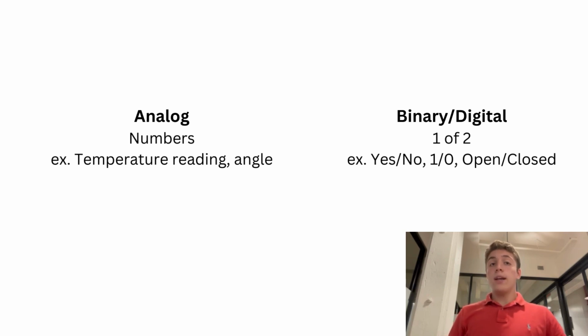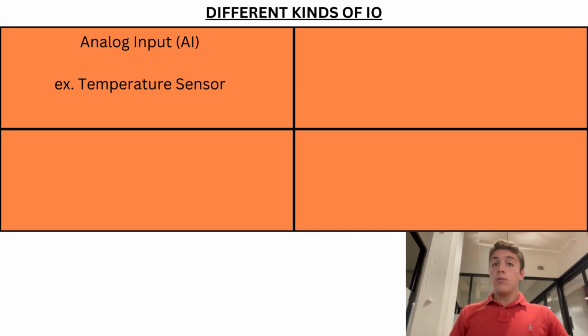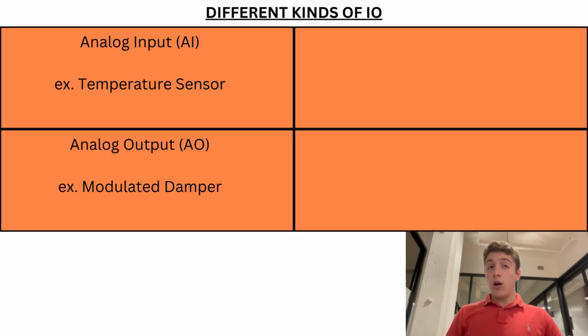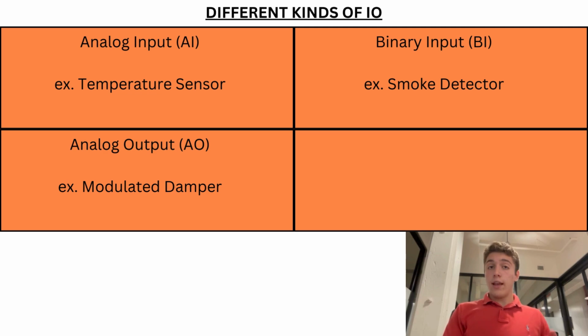So let's apply this to inputs and outputs, which are also called I/O, by the way. An example of an analog input would be a temperature sensor telling the controller how hot some water is. An example of an analog output would be a damper being told to adjust its angle by 30 degrees, since it's acting based on what the controller told it to do. An example of a binary input would be a smoke detector. Either it detects smoke or it doesn't, so it sends a signal to the controller: I detect smoke or I do not detect smoke.